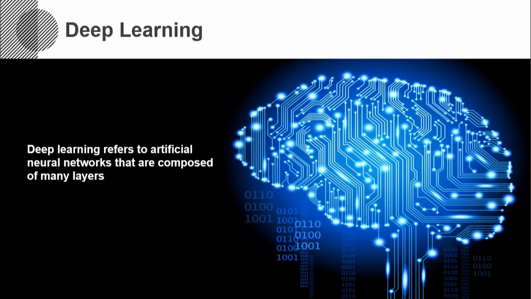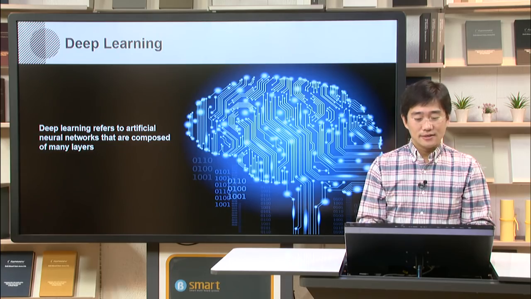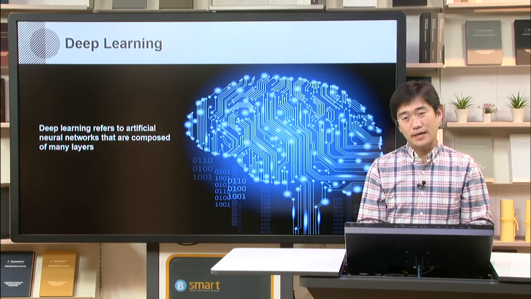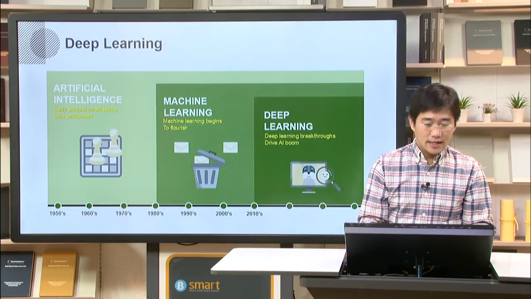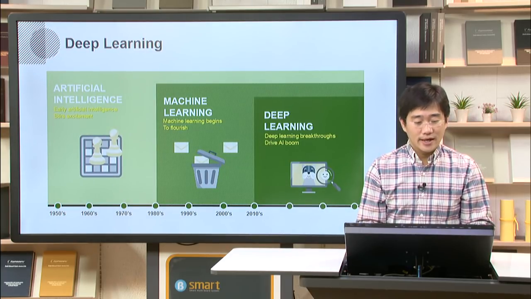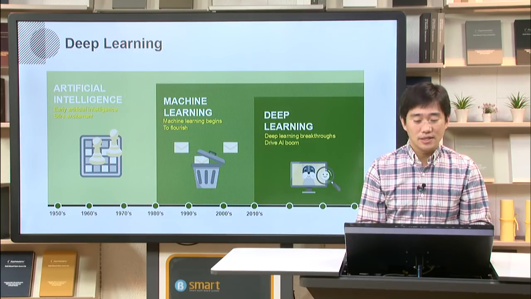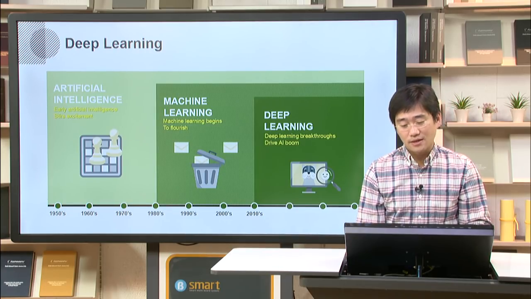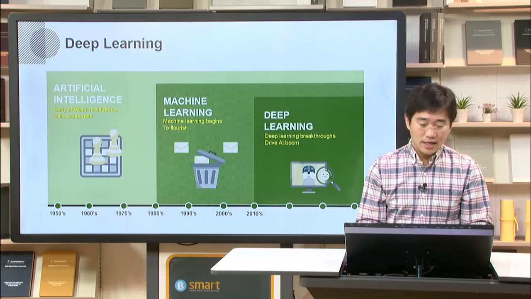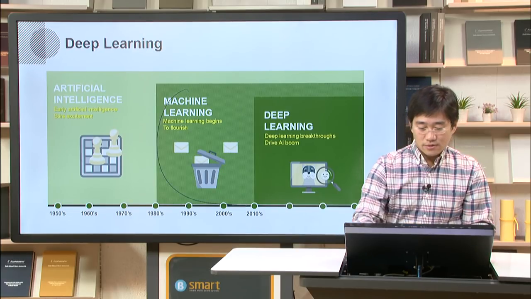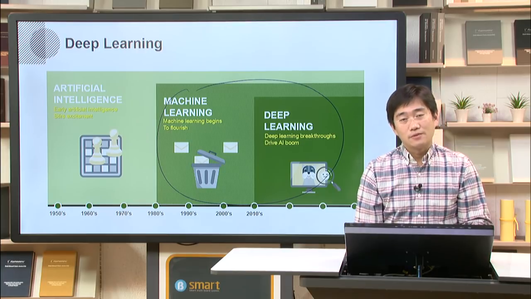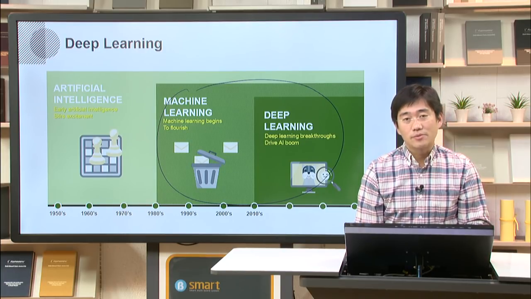Deep learning refers to artificial neural networks that are composed of many layers, and this architecture was inspired by how our brain works. In general, we have the area called artificial intelligence, and within that, a smaller area called machine learning, and also within that, the deep learning area. This part of machine learning and deep learning is based on training our model, driven by our training data.